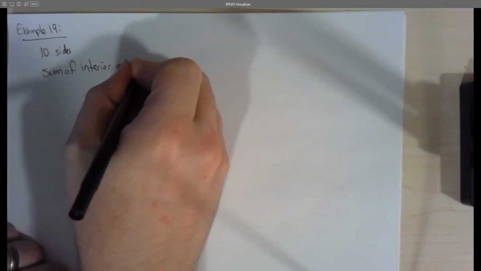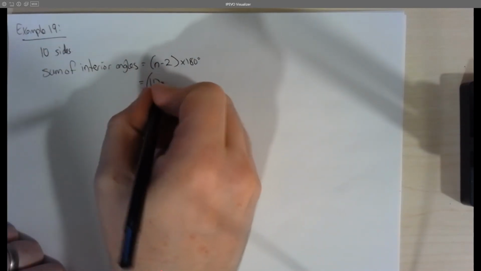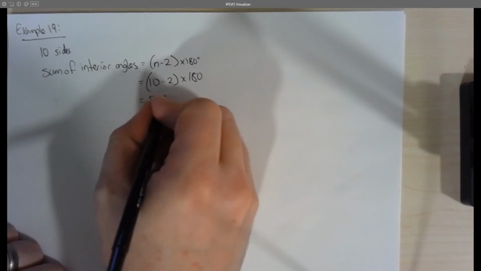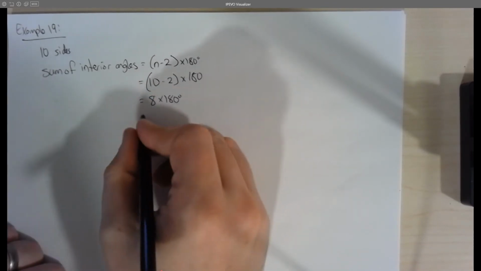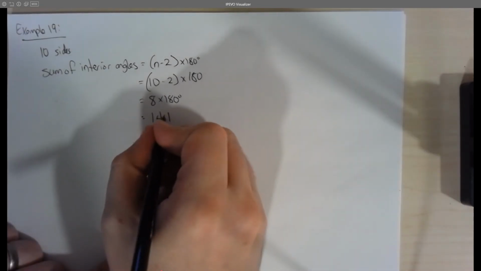Well, remember that the sum of interior angles equals n minus 2 times 180 degrees. In other words, our n, our number of sides, is 10, so 10 minus 2 times 180, or 8 times 180 degrees, which equals a sum of interior angles of 1,440 degrees.